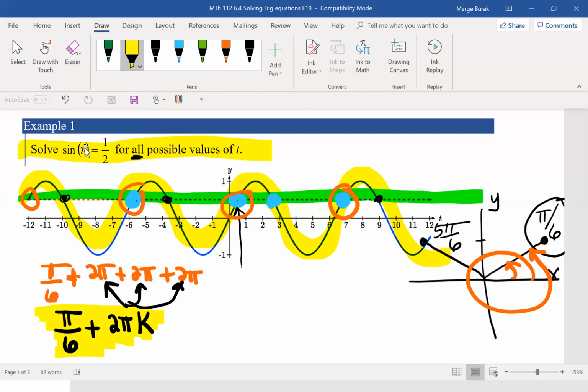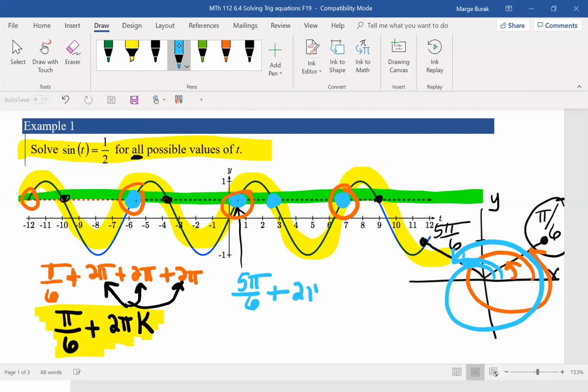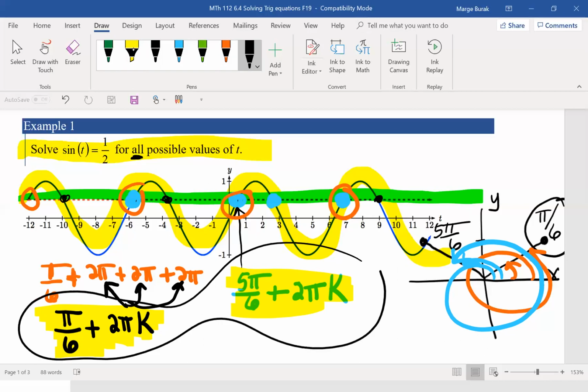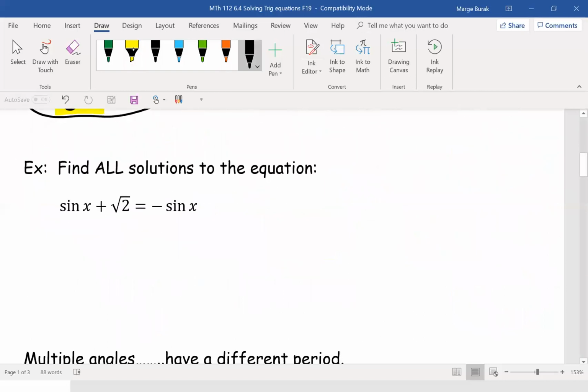Now we need our 5 pi over 6. But we want not just that angle, we want all the angles that are coterminal. So instead of writing it all out like that, I'm just going to put plus 2 pi times k. So the answer, when they want all possible values of t, would be pi over 6 plus 2 pi k and 5 pi over 6 plus 2 pi k.